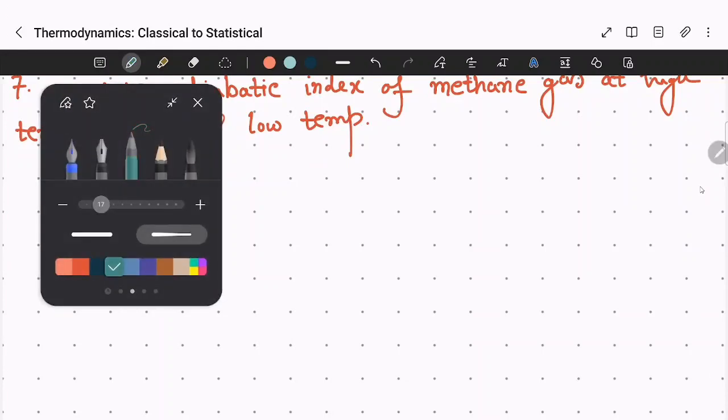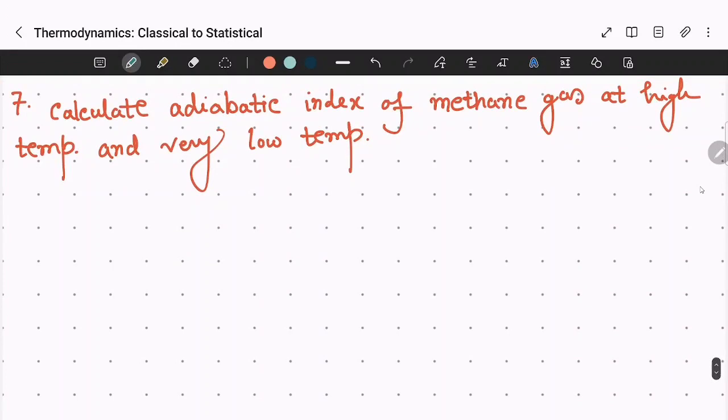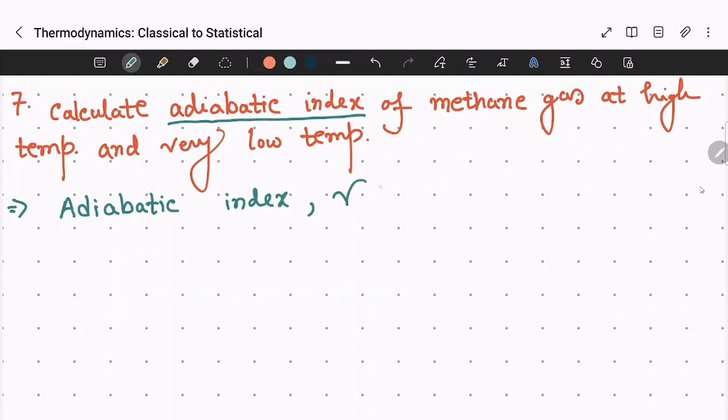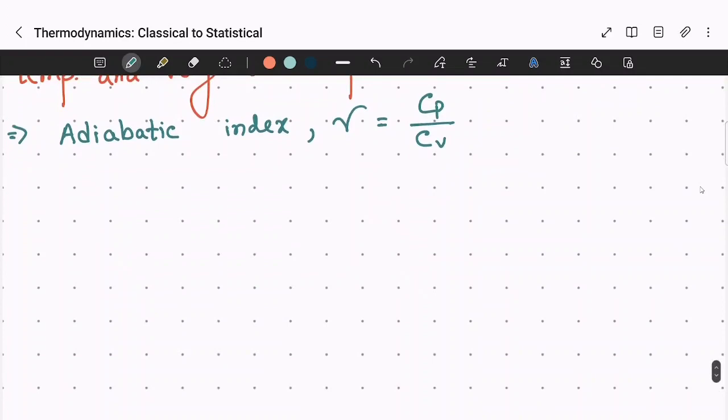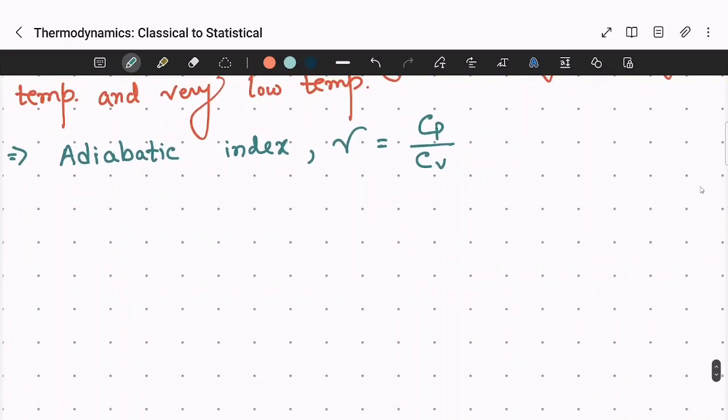Okay, so let me go through it. First, what is the adiabatic index? This is actually gamma. Gamma is called the adiabatic index, meaning Cp by Cv. We have to calculate the gamma for methane gas. Then high temperature, low temperature, we'll look at further. But first, we have to calculate Cp by Cv.